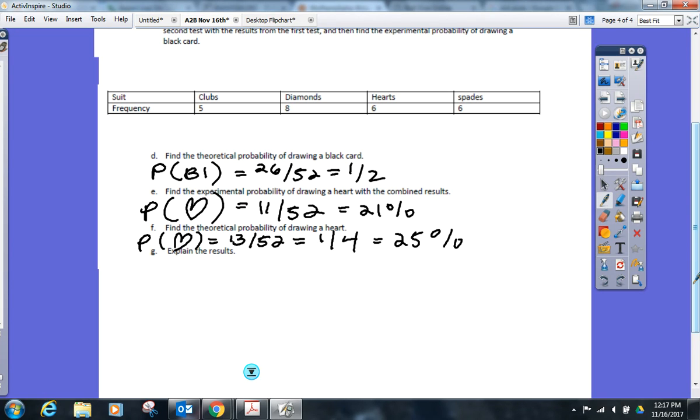After his first experiment, it was 20%. Second experiment was 21%. So after his second, it got closer. Why? Because he did more trials. Yes, explain the results. Jim performed more trials. Are we seeing that? The more trials you do, the closer it'll get to the theoretical probability.